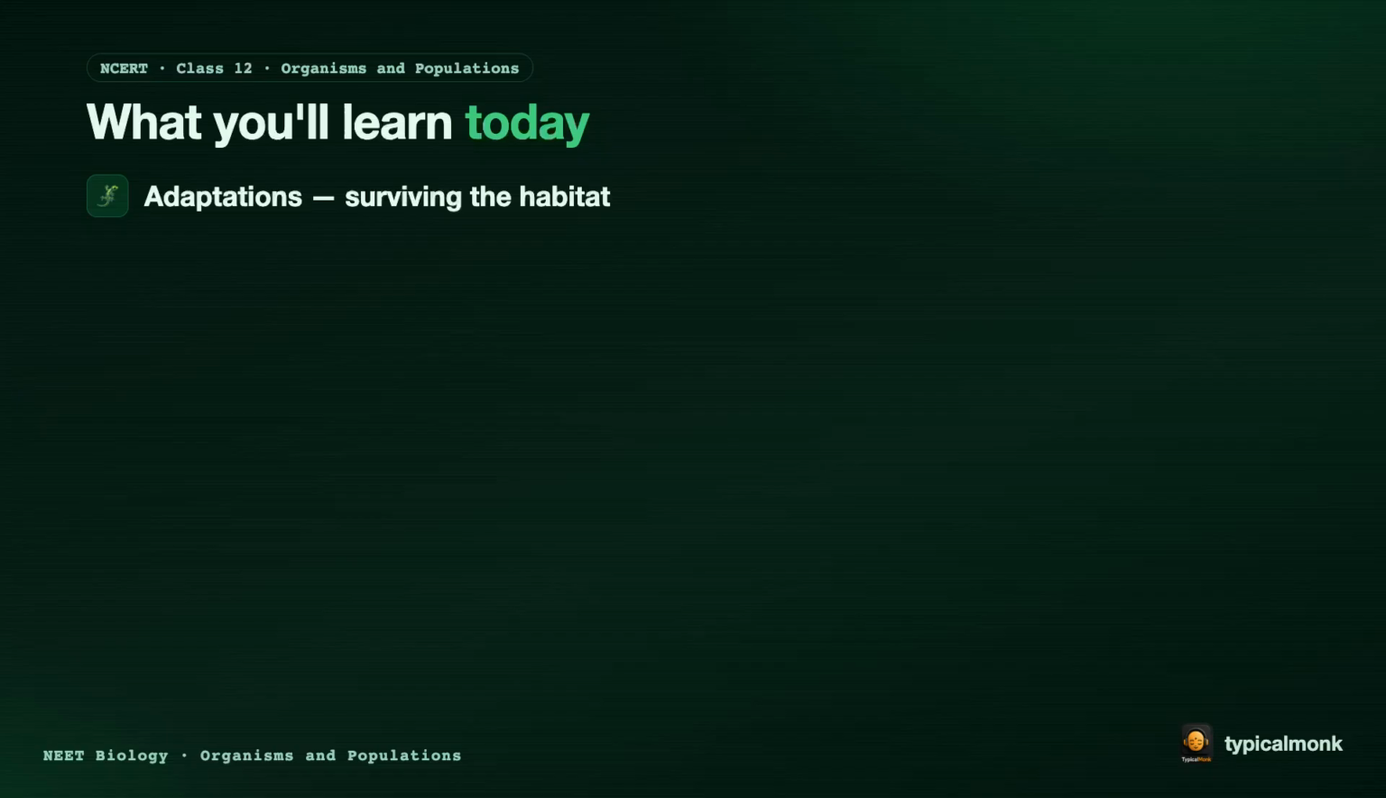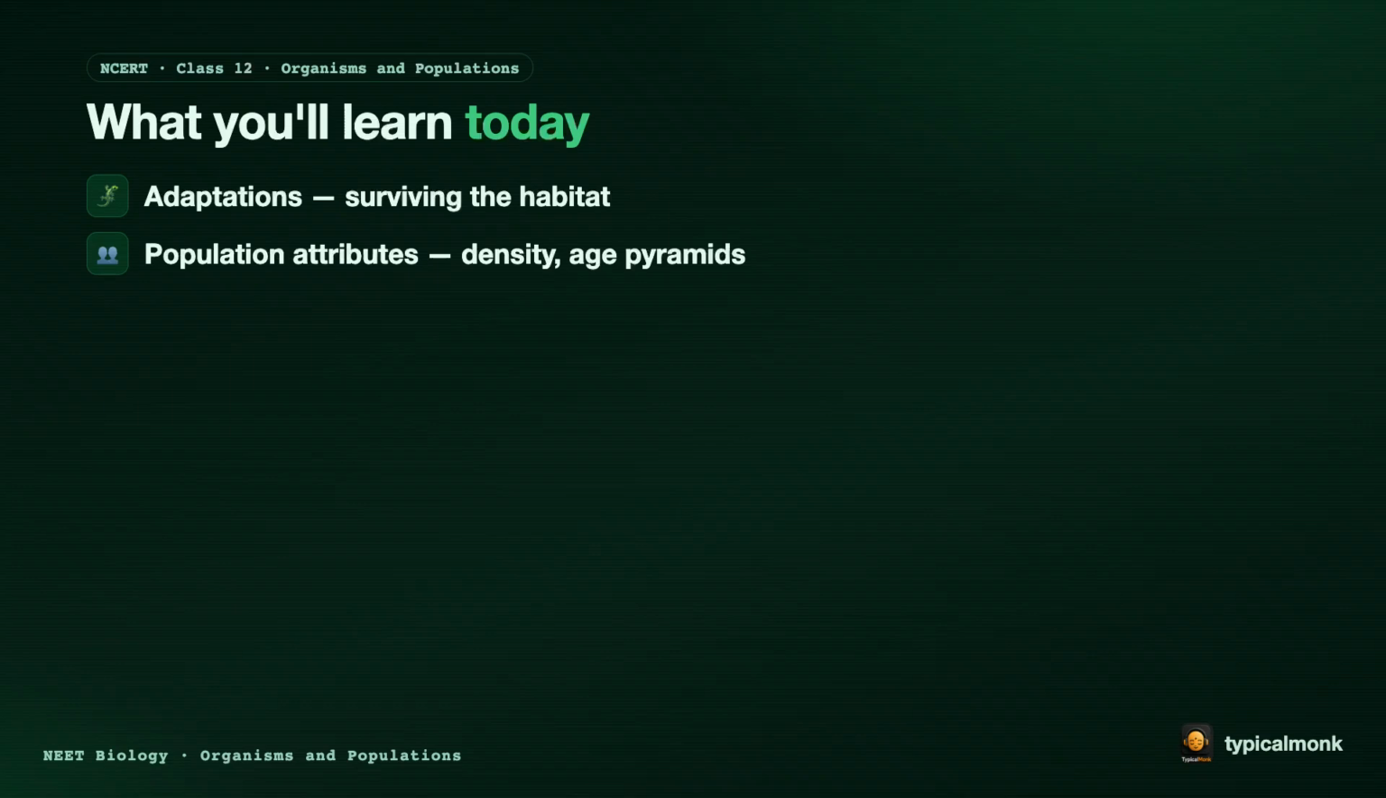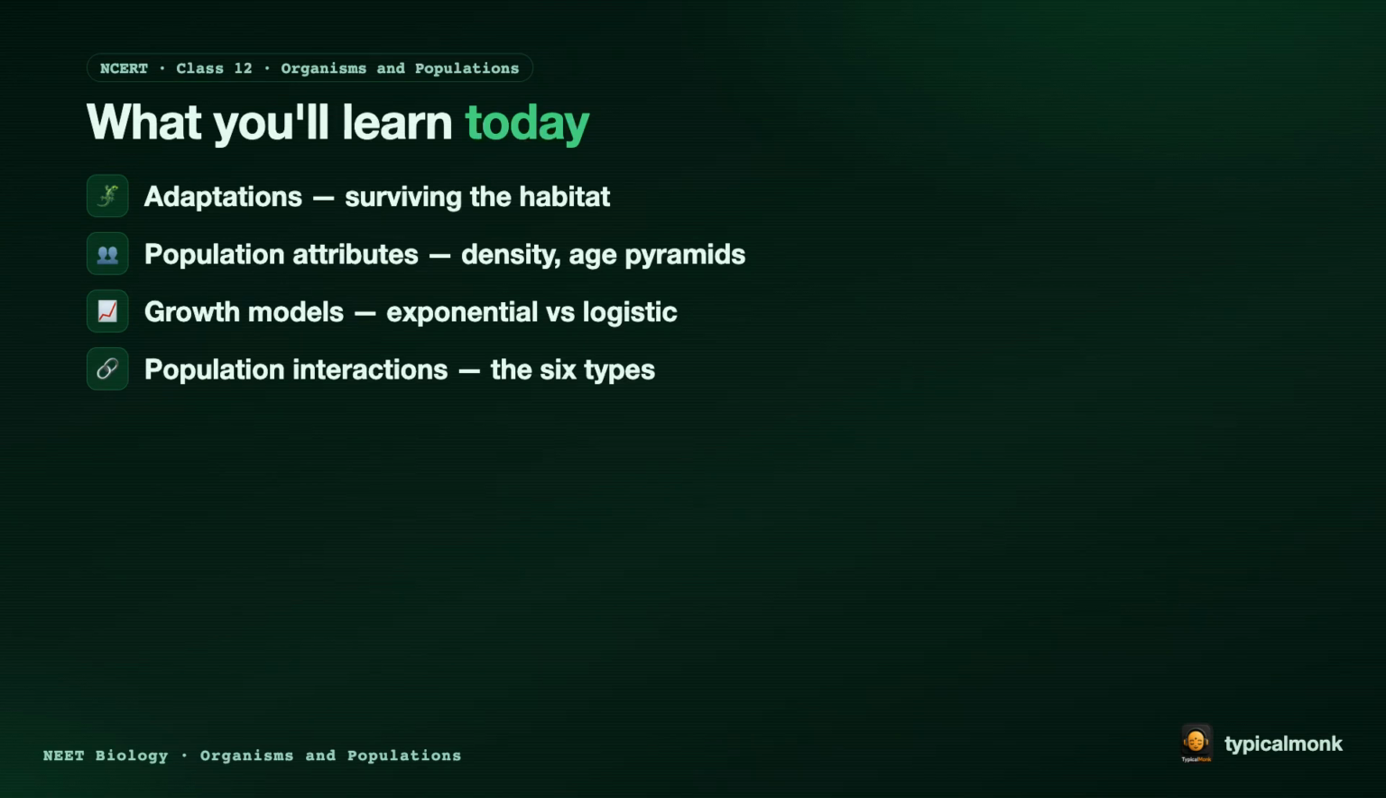Here is today's path. 5 stops. First, adaptations, the art of surviving a habitat. Second, population attributes, like density and age pyramids. Third, the 2 growth models, exponential and logistic. Fourth, population interactions, the 6 kinds of relationships. And fifth, the NEET drills, assertion, match, and statement.